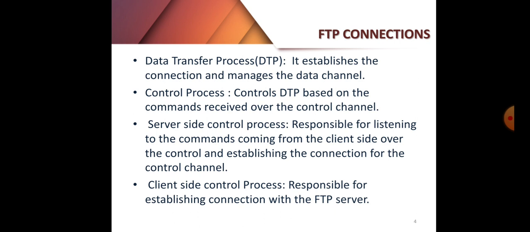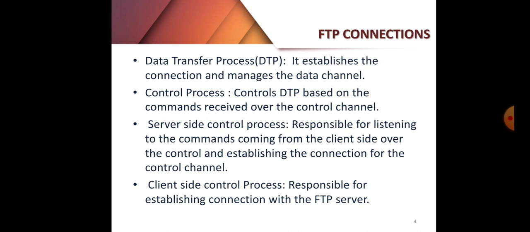The role of the data transfer process is to establish the connection, release the connection after completing the transfer of the file, and manage the data that is communicated between the client and the server. The role of the protocol interpreter, or control process, is to send control signals or commands during the communication. The commands manage the entire action performed between the client and the server machine.